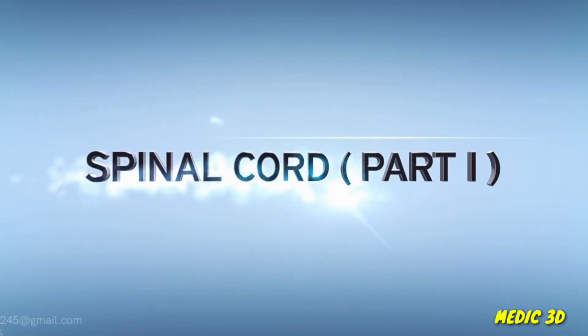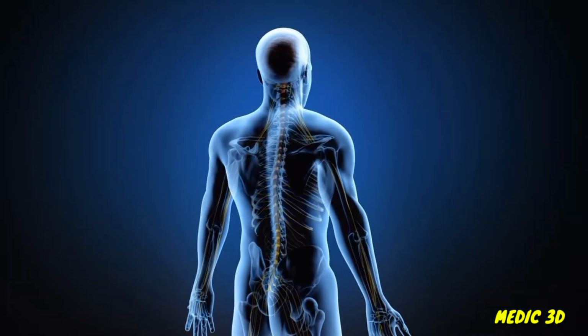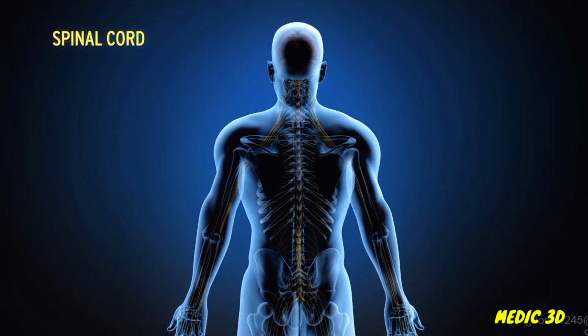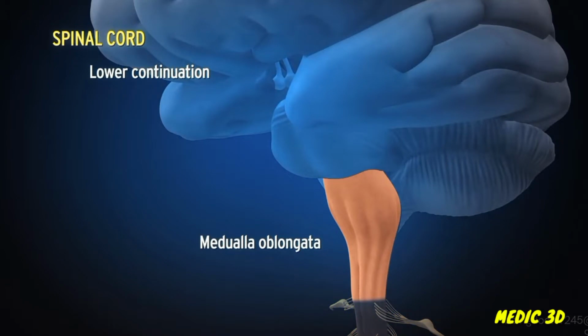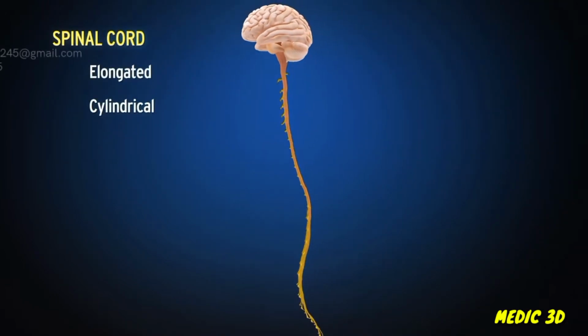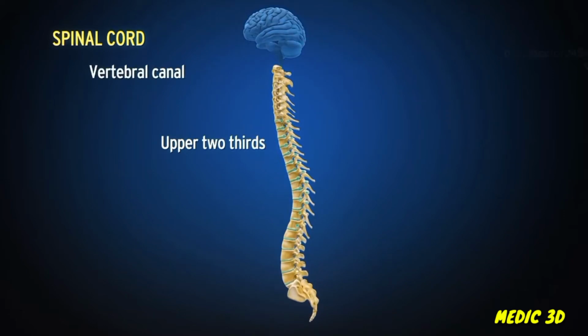Spinal cord. The spinal cord is the lower continuation of medulla oblongata. It is an elongated, cylindrical structure which is flattened antero-posteriorly and is present in the upper two-thirds of the vertebral canal.